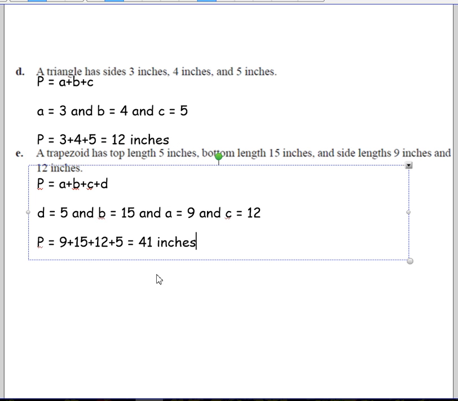Sorry about that. My keypad is touchy and it locked on me for a second there. But again, you can use a calculator to enter all this stuff in to make sure you're getting the right answer. 41 inches is the perimeter of the trapezoid.